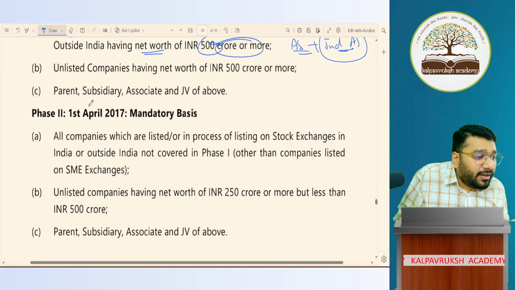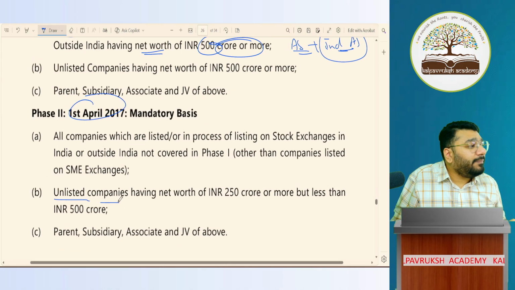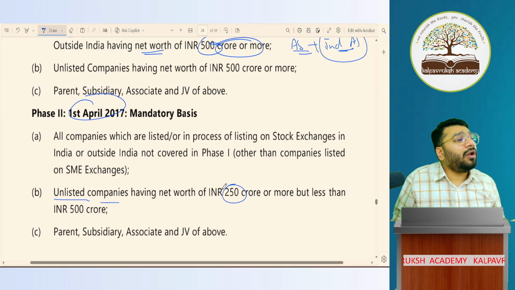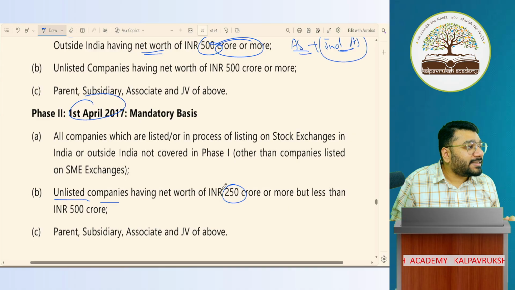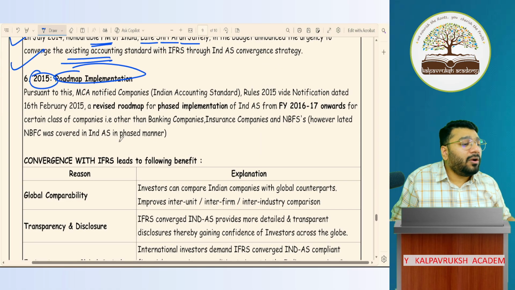In the next financial year, they said that if you're an unlisted company whose net worth is 250 crores or more, you also now have to follow Ind-AS. So in a phased manner, Ind-AS started being implemented. Got it? Not got it?